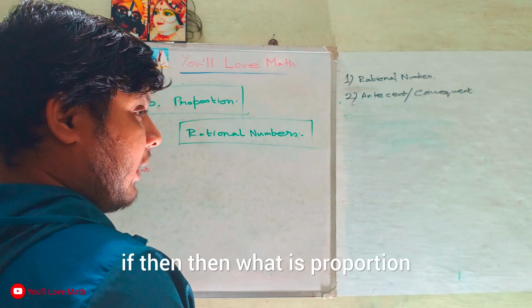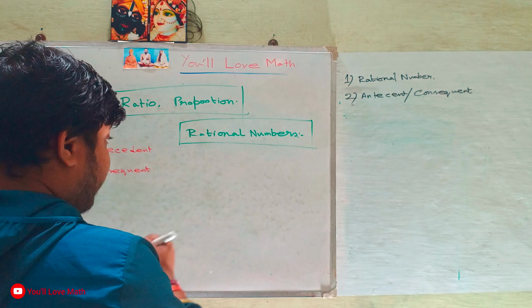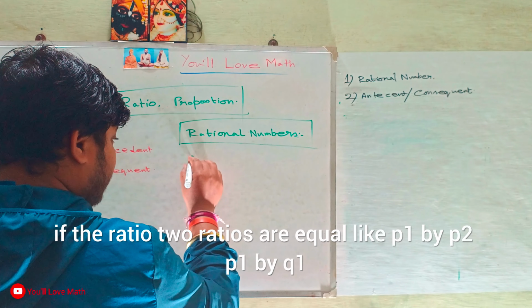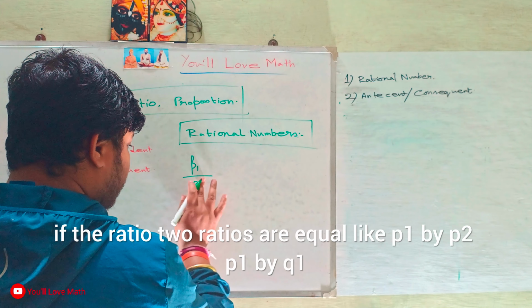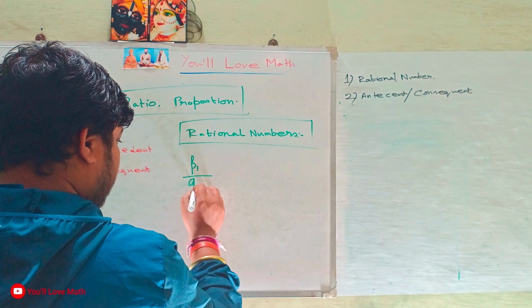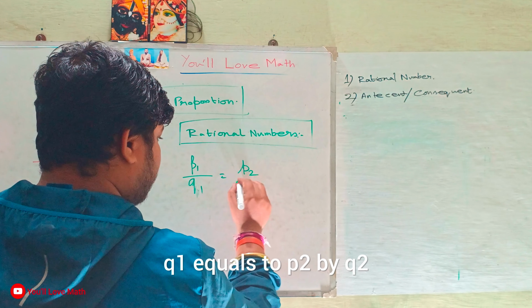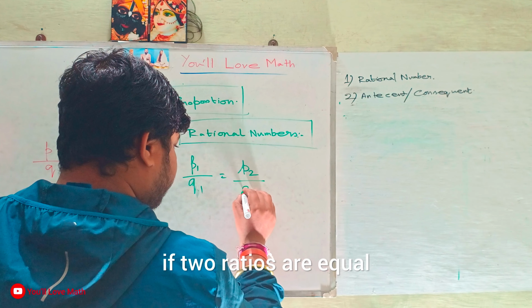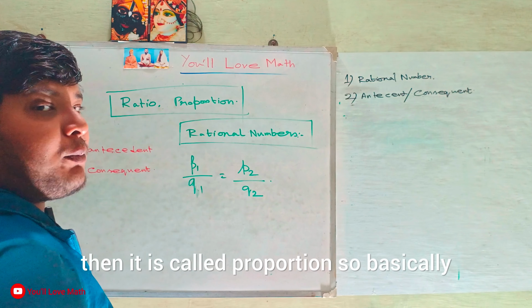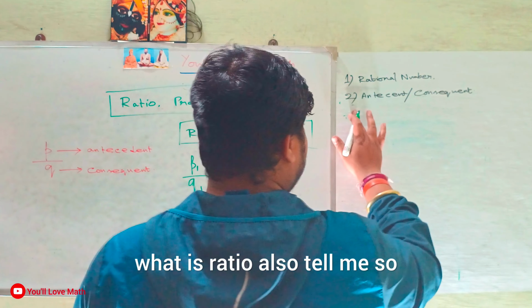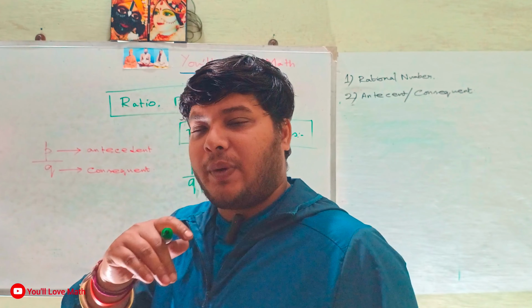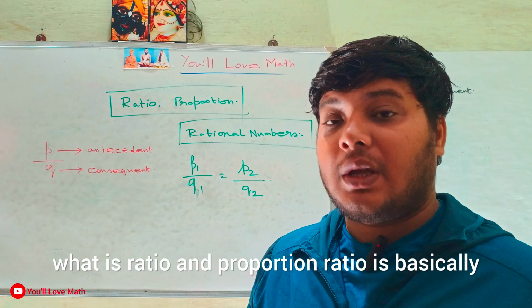Then what is proportion? If two ratios are equal, like P1 by Q1 equals P2 by Q2, then it is called proportion. So basically what is ratio also? I hope you are understanding what ratio and proportion are.